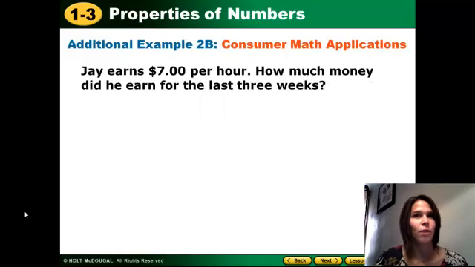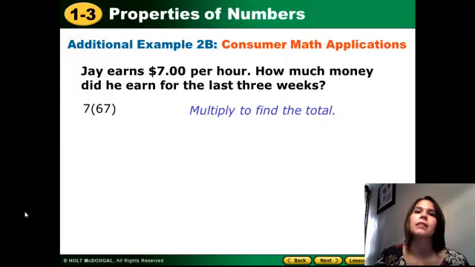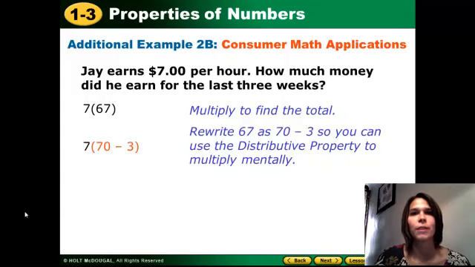Well, I kind of want to know how much he made. If Jay earned $7 per hour, how much money did he earn for the last 3 weeks? I can use my 67 hours from the last application, and I'm going to multiply to find my total. 7 times 67. Again, this day and age in technology, you could go to a computer or a calculator, but there's a simple way to do this. 67 is really close to 70, so let's break that apart into 70 minus 3.